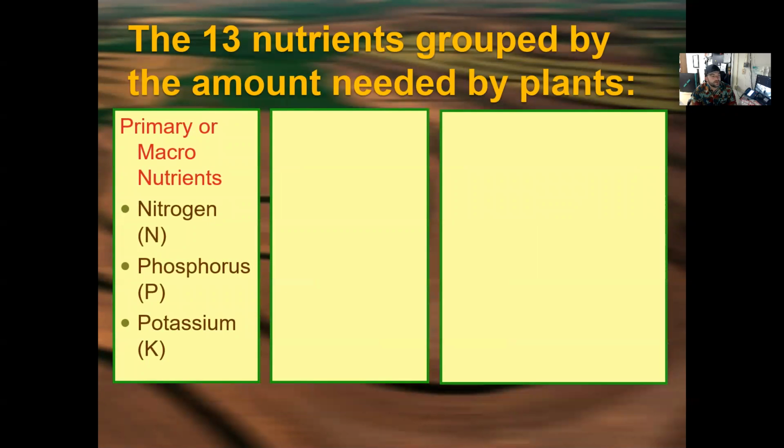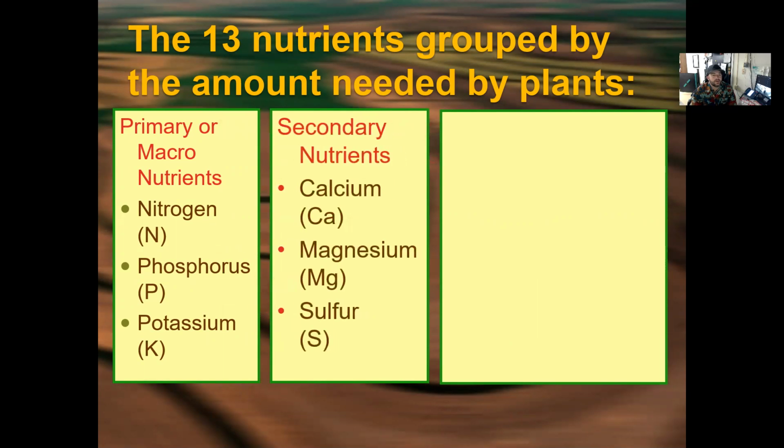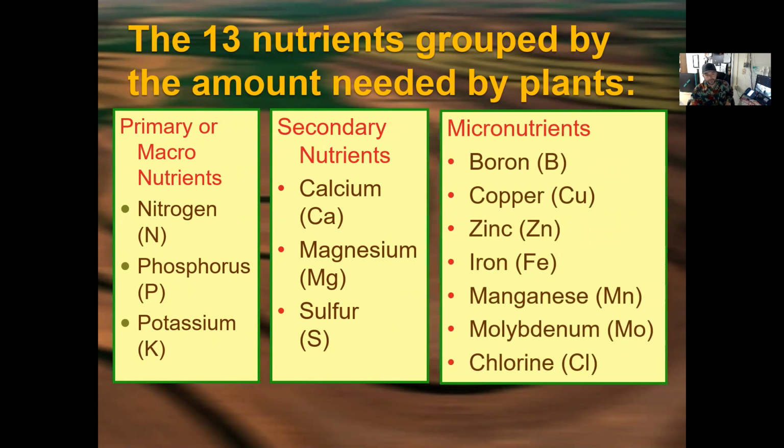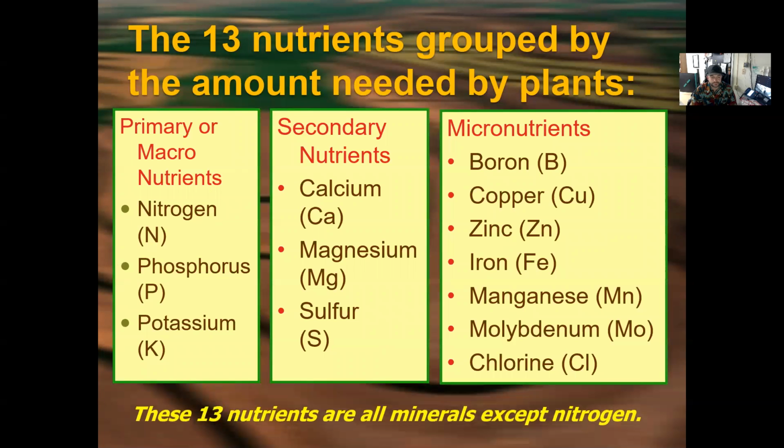You have primary or macronutrients, which are nitrogen, phosphorus, and potassium. Secondary nutrients, which are calcium, magnesium, and sulfur. And your micronutrients: boron, copper, zinc, iron, manganese, molybdenum, and chlorine. So these 13 nutrients are all minerals except for nitrogen.